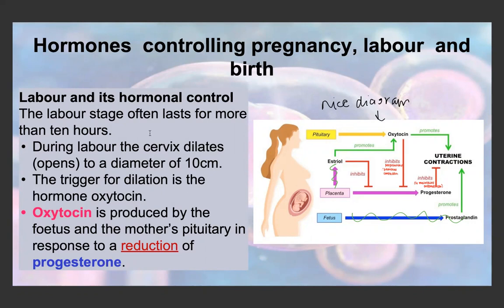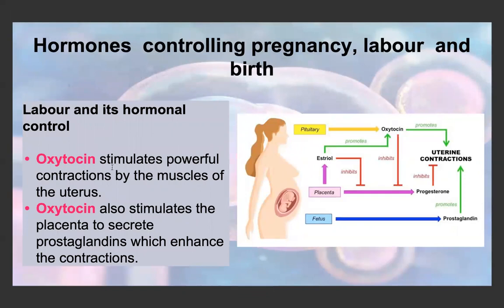The trigger for this dilation of the cervix is oxytocin. Oxytocin is actually produced by the fetus as opposed to the mother, and by the mother's pituitary gland in response to a reduction of progesterone. So oxytocin is produced by both the fetus and the mother, and it occurs when there's less progesterone. We know that the placenta is the one that produces progesterone, and this we see is a negative feedback loop.